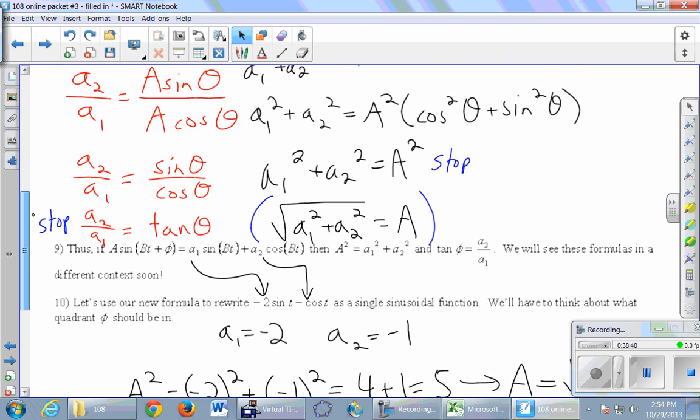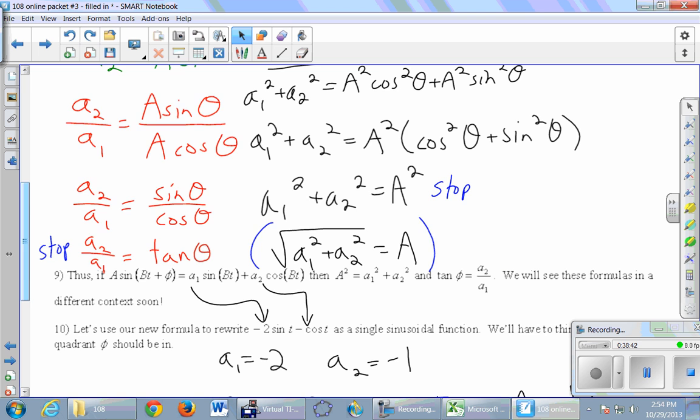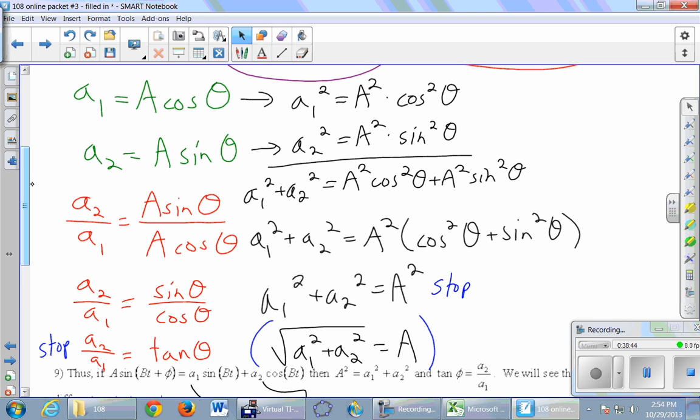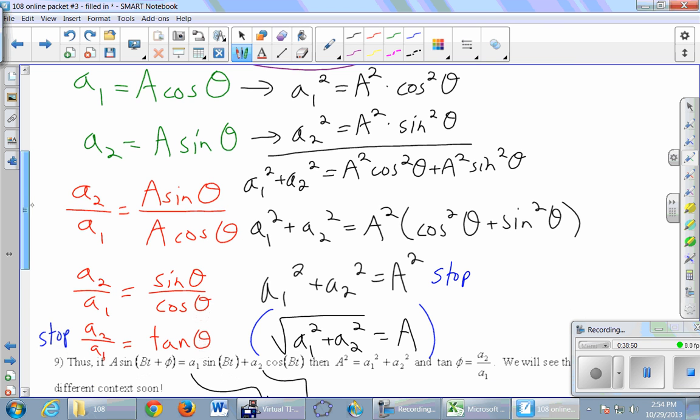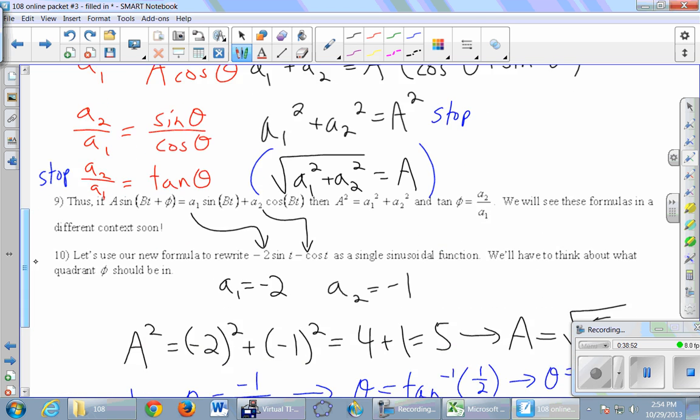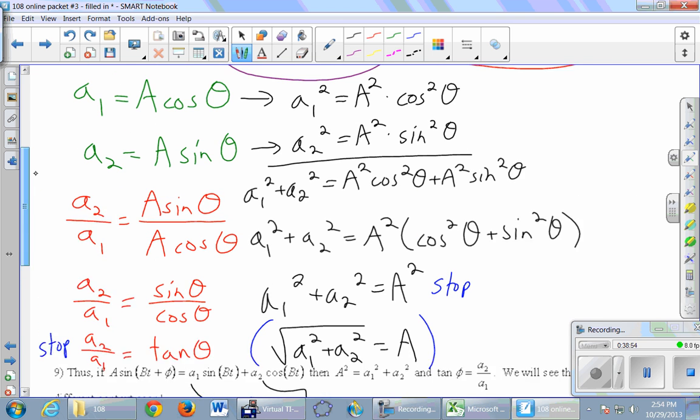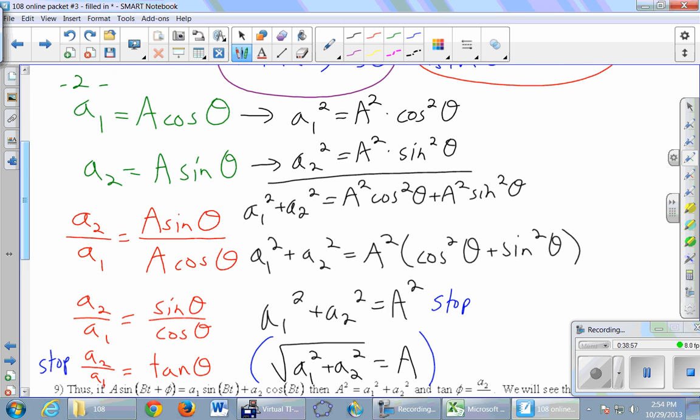But let's come back up here. Where did we have it? So these green equations, that's what I want to look at. So I'm going to write this and then I'll erase it. But what we just figured was that in this problem, A1 was -2. So this equation right here becomes -2 is equal to, and then the A we found was root 5, times cosine of theta. So that means that cosine of theta is -2 over root 5, right?